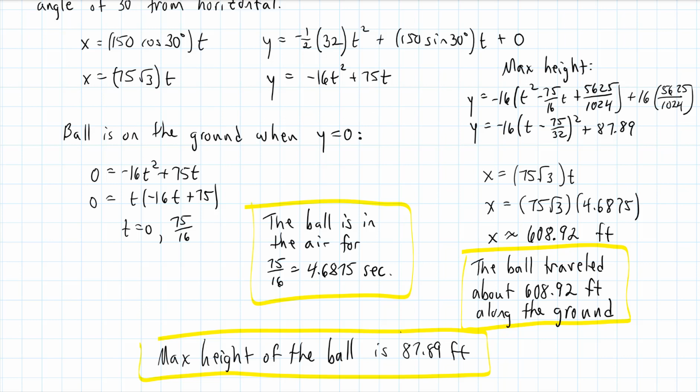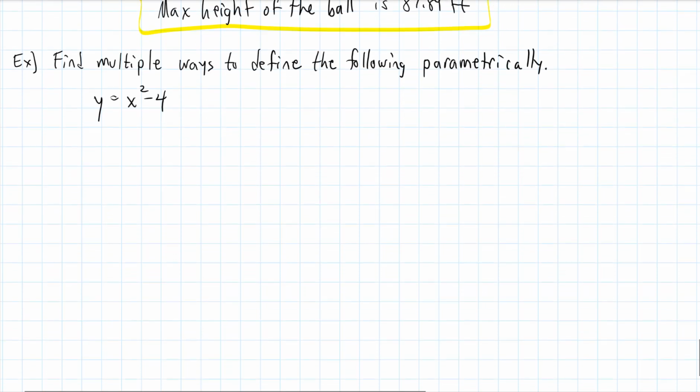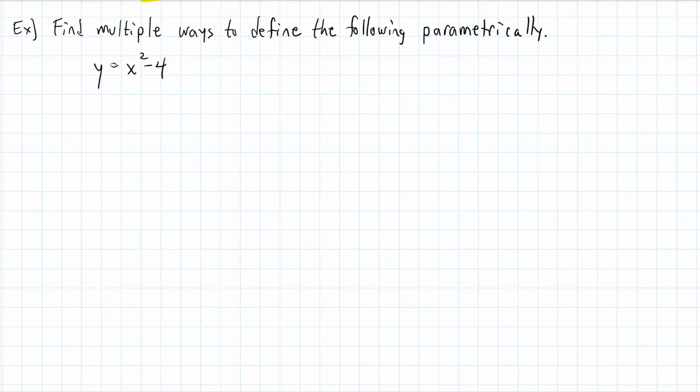Okay, lastly, let's take a look at how you might start with a typical rectangular coordinate equation and convert it over to a parametric. The example I've got picked out here is a parabola that opens upward. So I have y equals x squared minus 4. So it's got a vertical axis of symmetry. Matter of fact, it's just the parent function shifted down 4. But what if I wanted to define this parametrically?